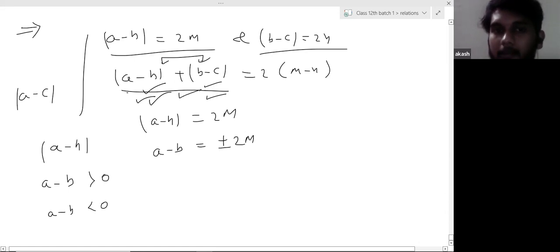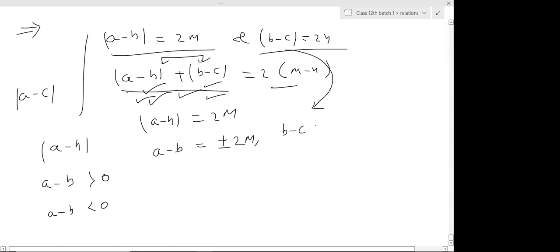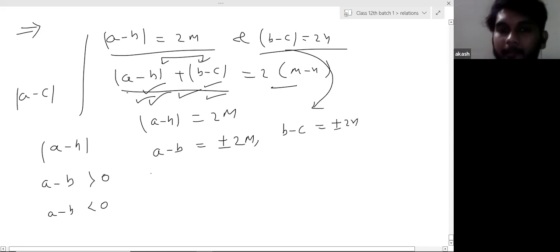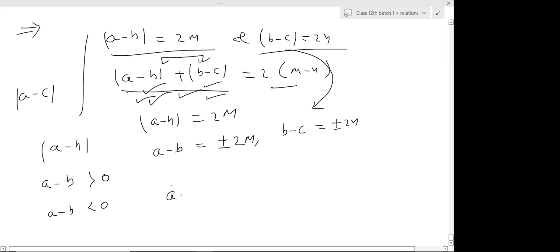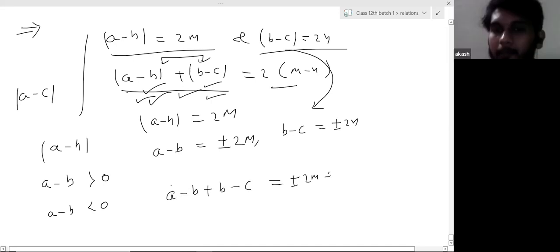You cannot open on this equation, but you can open these brackets, and then you can add. And so on for this: B minus C is equal to plus minus 2n. Now adding both equation 1 and 2, A minus B plus B minus C is equal to plus minus 2m plus minus 2n. So this is A minus C is equal to plus minus 2, taking common, m minus plus n.